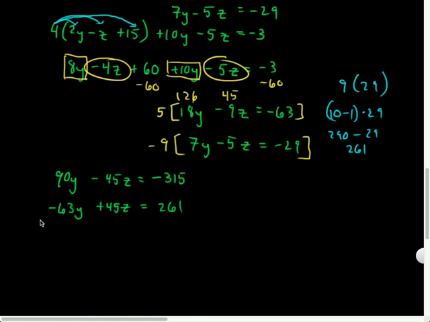Okay. Did I accomplish my goal? What was my goal? Yeah, I've got, hey, bam, I've got 2 opposite variables. That's exactly what I wanted. Add them up. Let's see, so I've got 90 minus 63. Is that 27y? Am I not mistaken? The z's cancel out like I wanted.